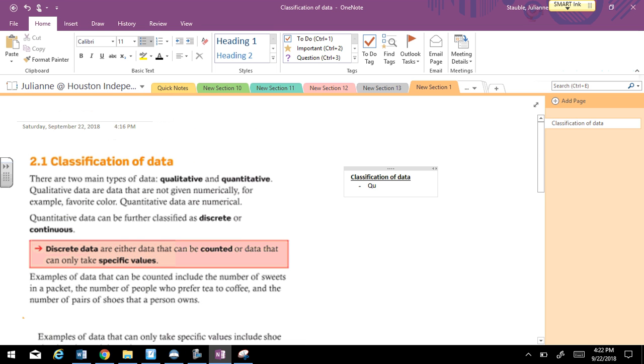and then I would have written qualitative, because there are two kinds, and quantitative. And then I would probably define this a little bit more. So I would say like not given numerically. And then I would just abbreviate favorite color, something that's not like a number. And then quantitative, that is given numerically.